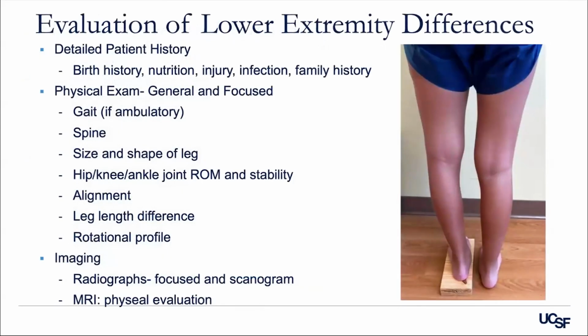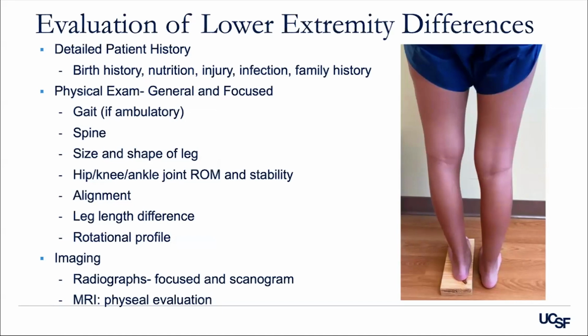The evaluation of lower extremity differences for congenital and non-congenital causes is very similar. We begin with a detailed patient history, starting with their birth history, discussing nutrition, injury, infection, and family history, and then conduct a physical exam that is both very general to look for any syndromic issues, as well as global malnutrition or different nutritional issues, and then a focused exam looking at the gait of the child or patient if they're ambulatory, their spine, the size and shape of the leg, the range of motion and stability of the joints, the overall leg alignment, limb length difference, and their rotational profile.